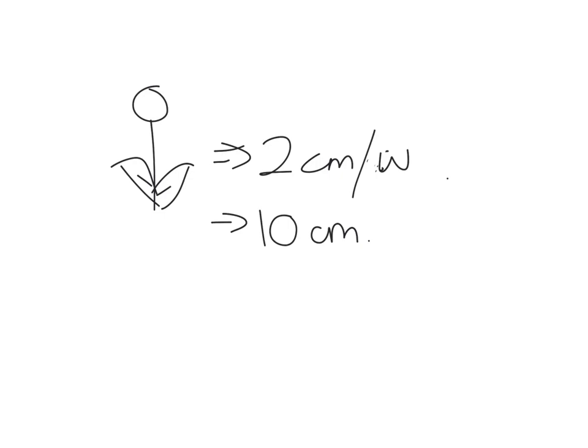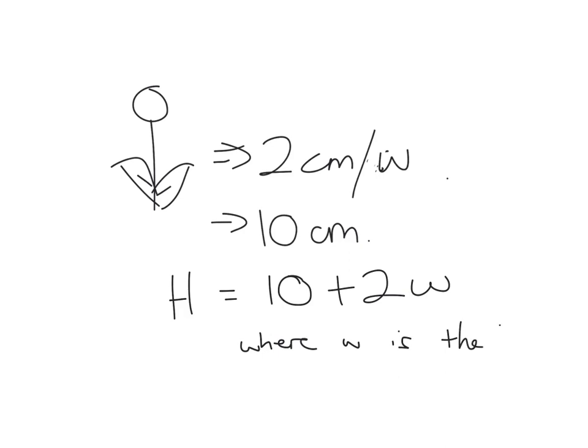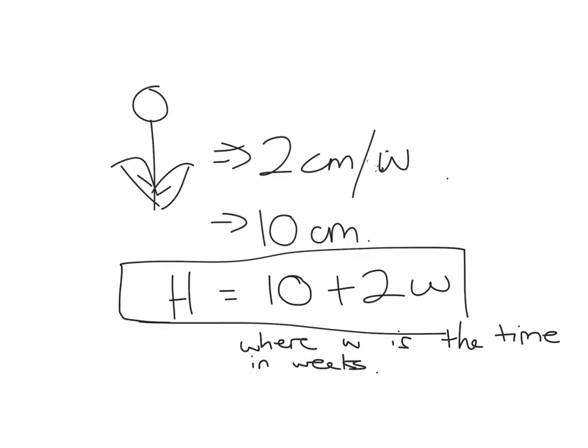So how are you going to model that? Well, your height is going to equal starting at 10, and then you're growing at 2 centimetres per week. And you just put where W is the time in weeks. As long as you have that stipulation of what your variable represents, then you'll be able to find that. Now, when you've got these equations, you can then work out when they meet up, and so you can actually find out values, which will be more in simultaneous equations, which we'll talk about later. Hope that helps.